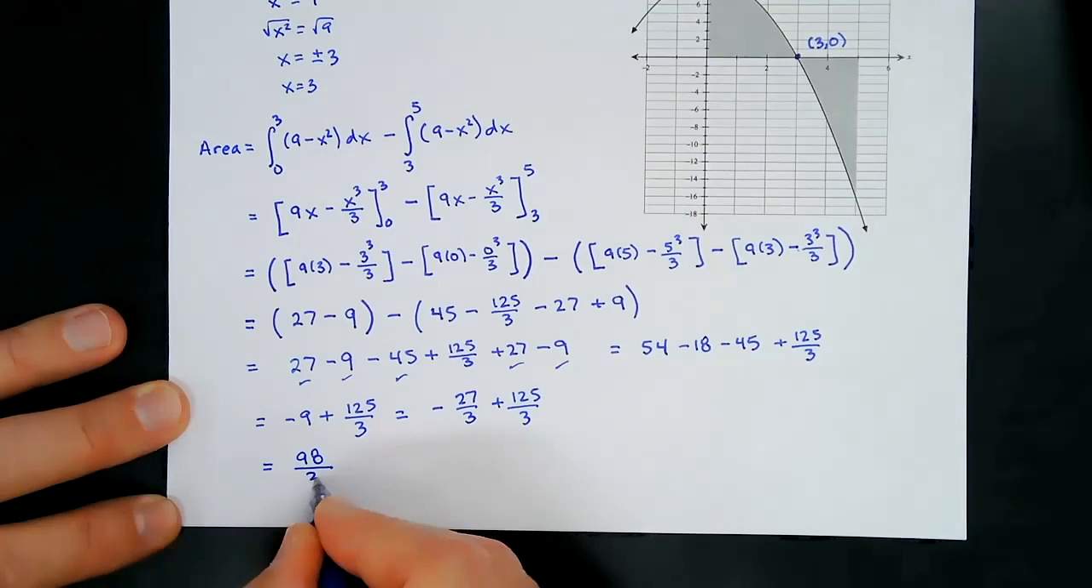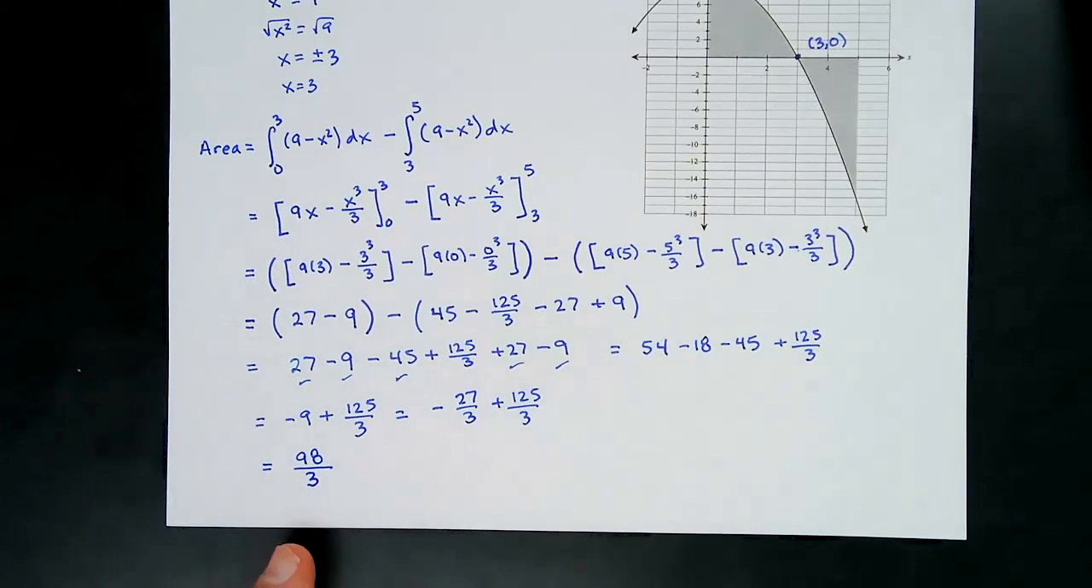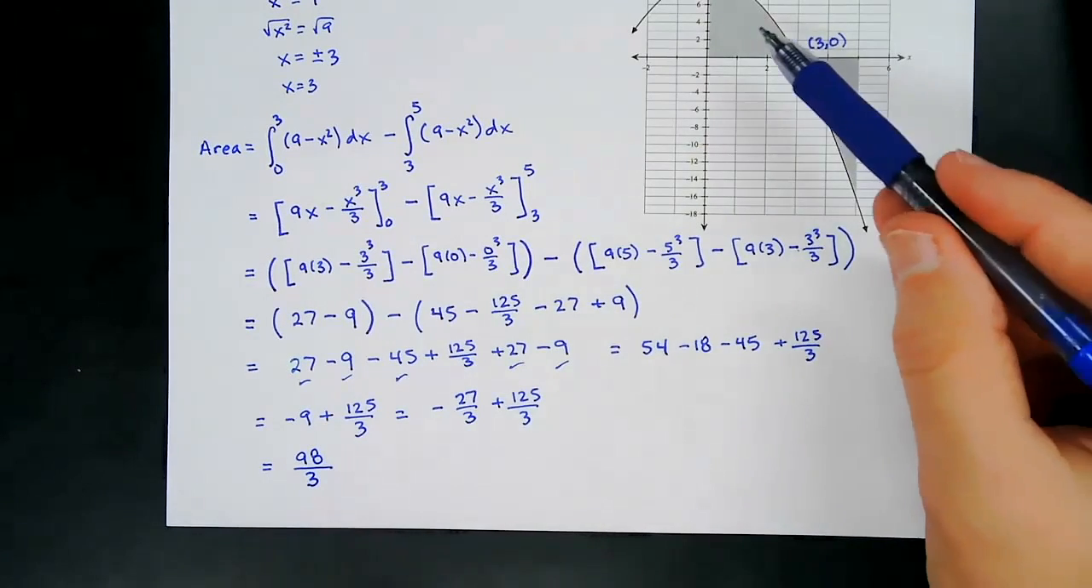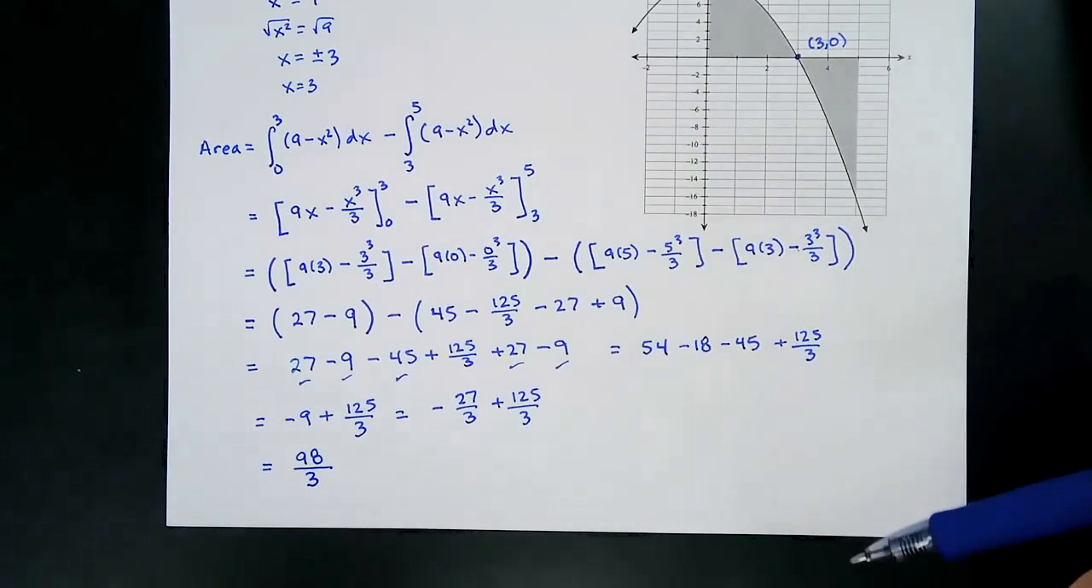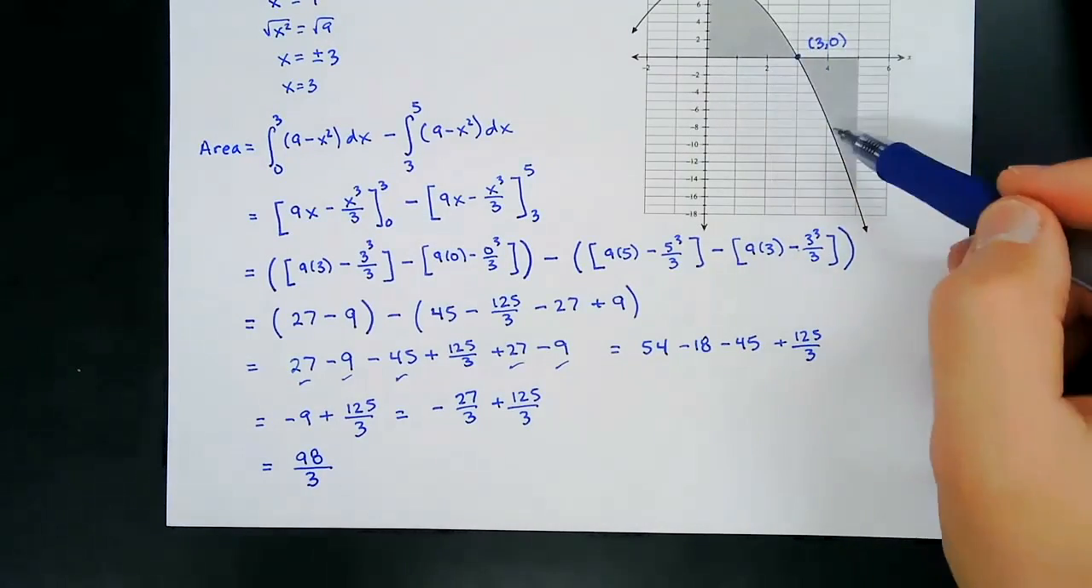And you want to write it like this, not as a decimal, because that is the exact area of this shaded region, the total area. So if you add these two areas up, it would give you that.